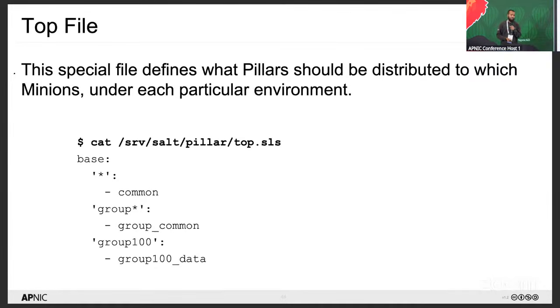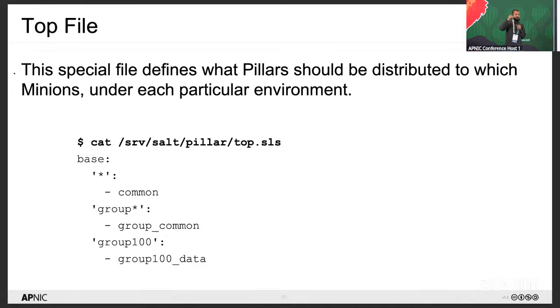The top file is a very important file. If you have many minions maintained by the master, the master needs to know which minion will be executed with which config file or which pillar data. So here's a mapping, an example, where we put a couple of logic to match the minions.